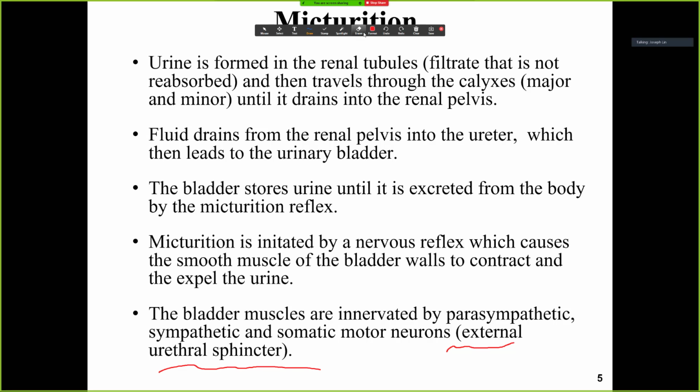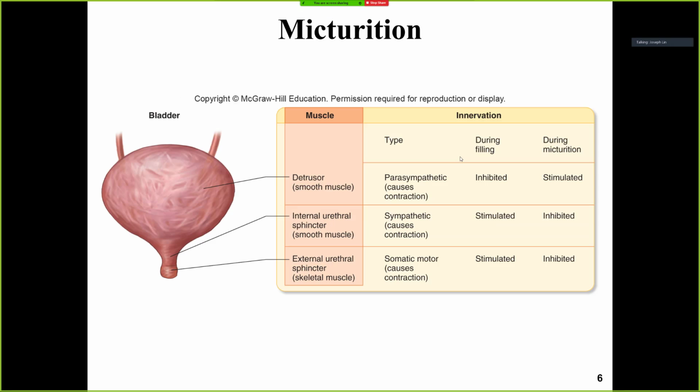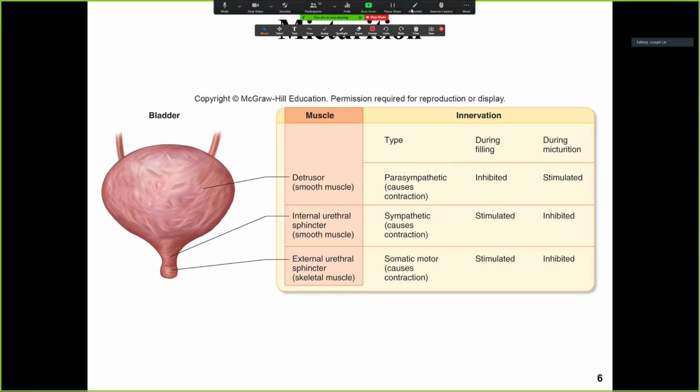So when you look at the way the parasympathetic and sympathetic control this, you can divide it into 2 sets. One set is during the filling phase, as the urine is draining into your bladder. And then you also have a phase where you actually begin to urinate, all right?